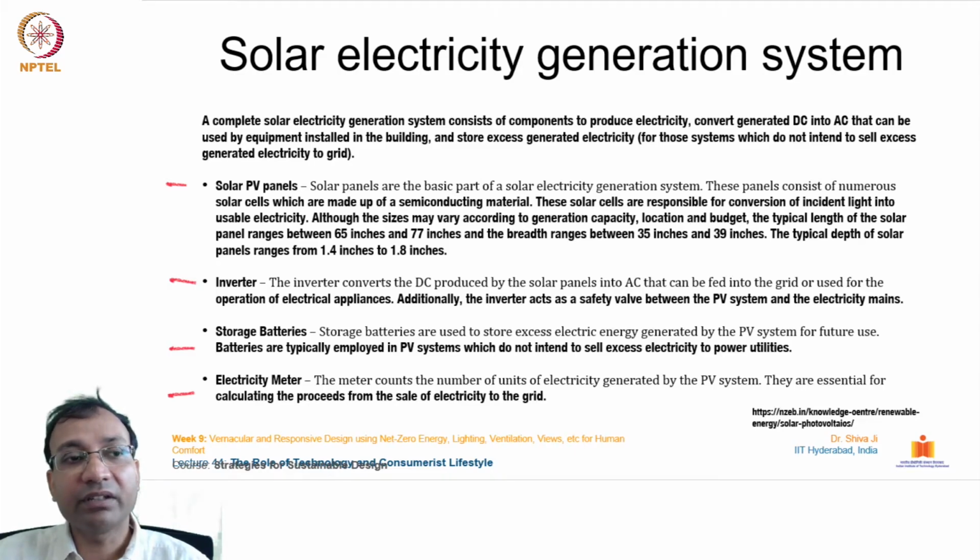For various purposes, we need the electricity meter. First, to understand how much power generation has happened. Secondly, how much electricity is used on the premises. And thirdly, how much is going out, or if we are buying in, then how much we are buying in.